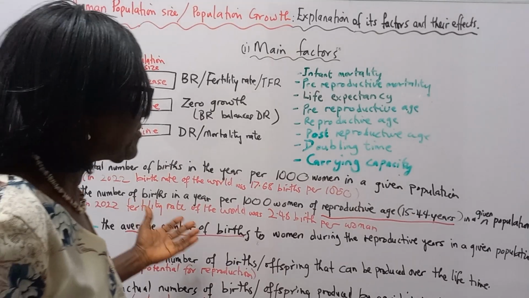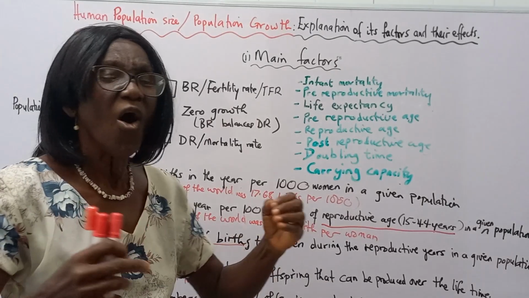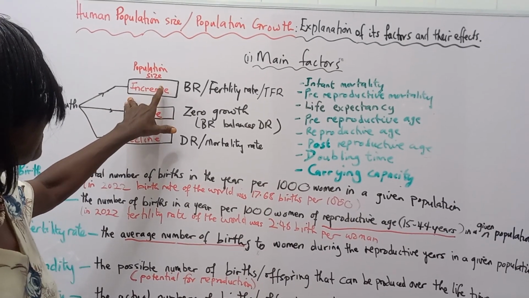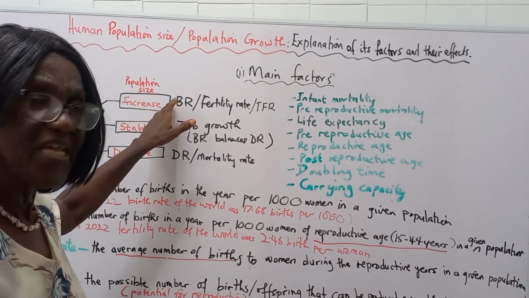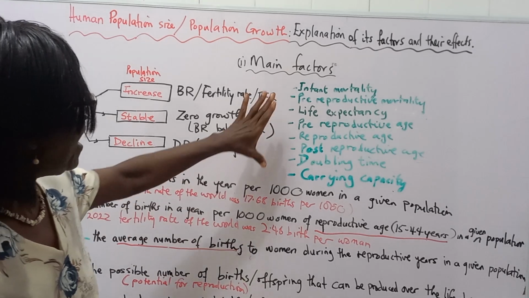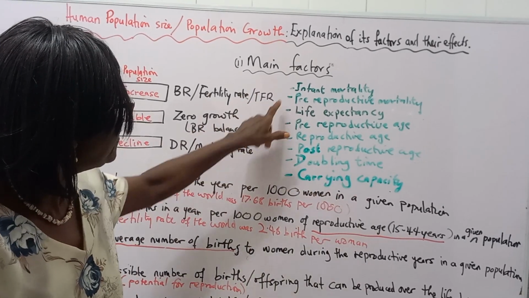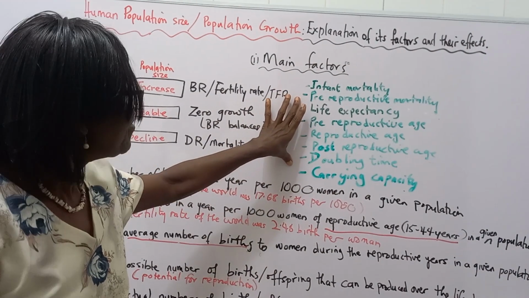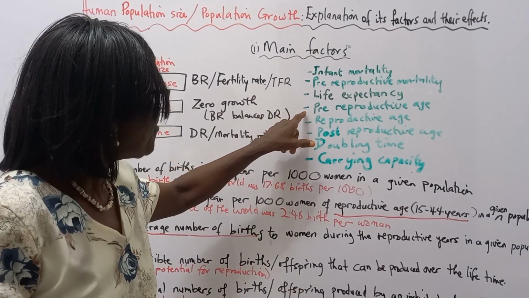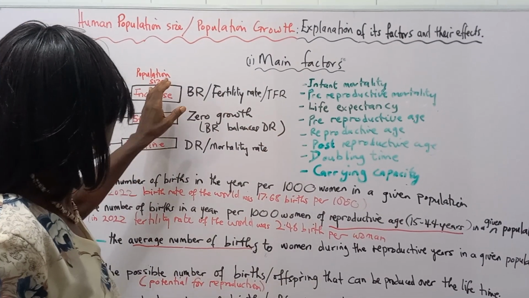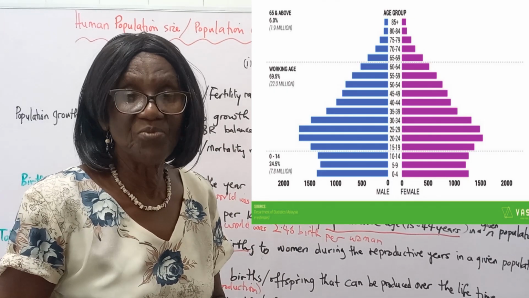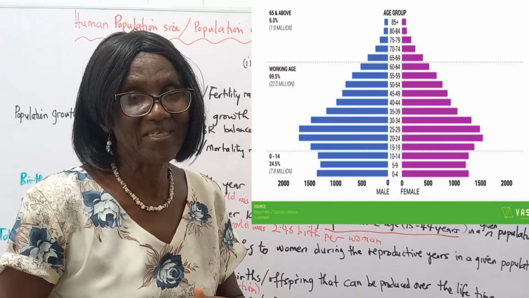Now, these terms we have explained all bring about an increase in population size and population growth. In our next lesson, we are going to look at what each of these terms means and then explain how they affect the population size and population growth using age distribution charts.